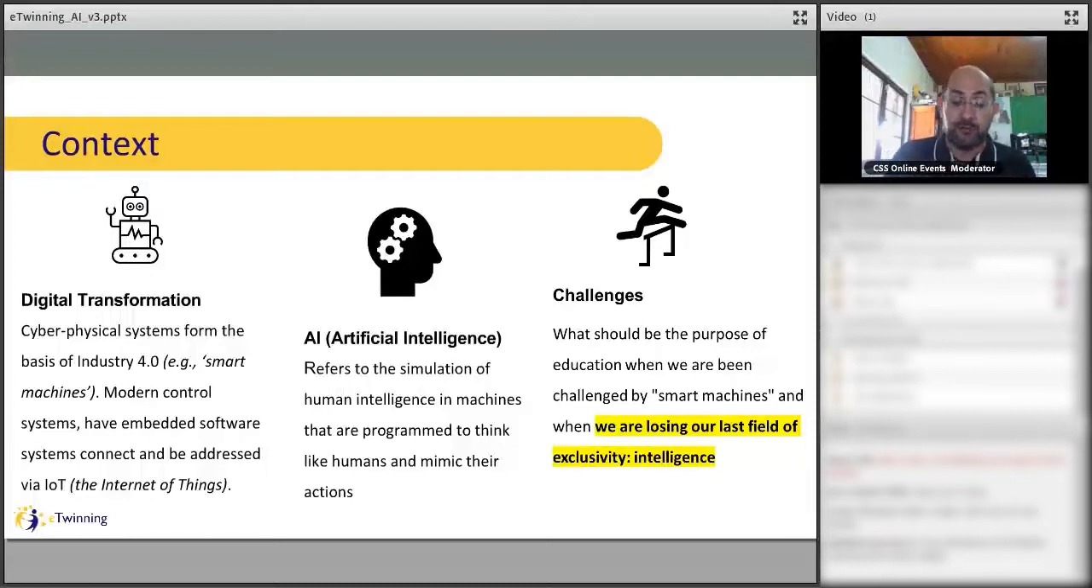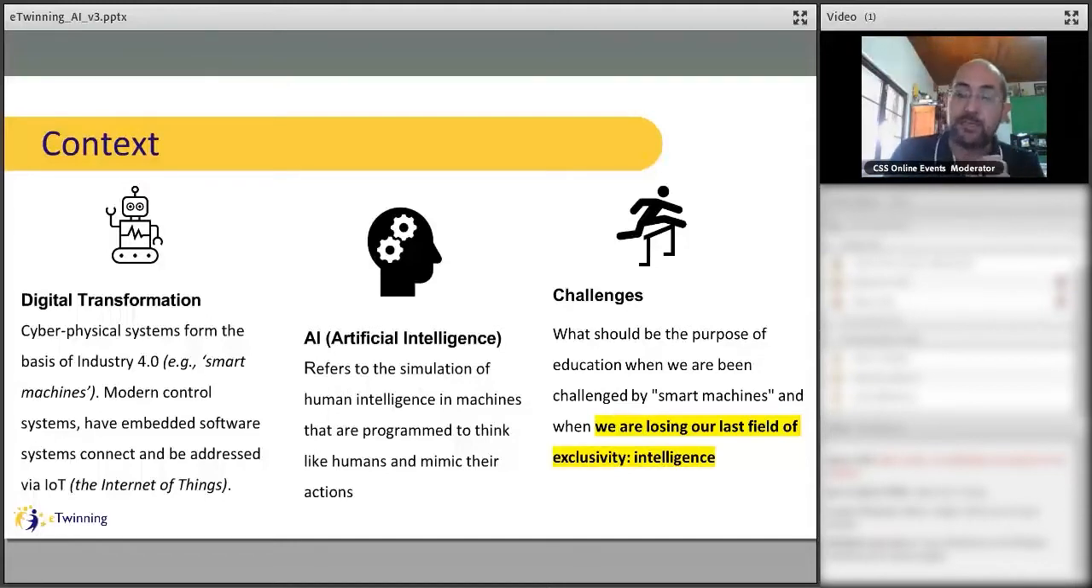And of course, if you have tremendous transformations, if you have these disruptions, we humans are facing new challenges. And it's very important because education is what we can use to change the world, right? And if we are facing this challenge, that means, in my opinion, that we also need to reflect on what the true purpose of education is nowadays. And this challenge, for the first time in the history of humankind, we are losing our last field of exclusivity.